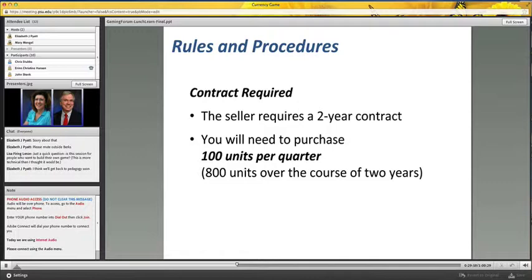There are rules and procedures in a game. In this particular game, a 2-year contract is required to purchase the goods. So you need to decide to go into this contract, and for round 1 or level 1, you're required to purchase 100 units each quarter. That's going to result in a total of 800 units over the course of 2 years. By keeping that quantity of product that you purchase each quarter consistent for round 1, we're isolating the exchange rate as the cause of profit or loss.